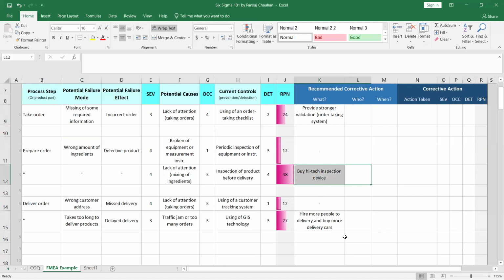We have to be as practical and as specific as possible. We generally do not write any basic recommendation or generic statement. It should be as specific as possible, whether it's a potential failure mode, potential failure effect, potential failure cause, current control, or the recommendation. Now you are buying a high-tech device. Who will buy? Let's say the owner of the pizza restaurant. By when? Today we are in the month of July, so maybe by the 30th of July you will be buying it. Action taken: maybe you have bought it.